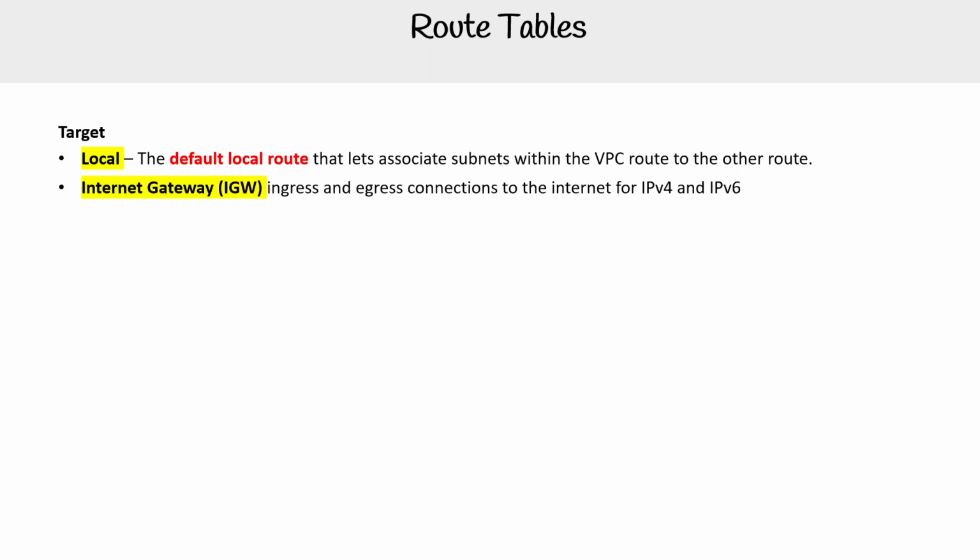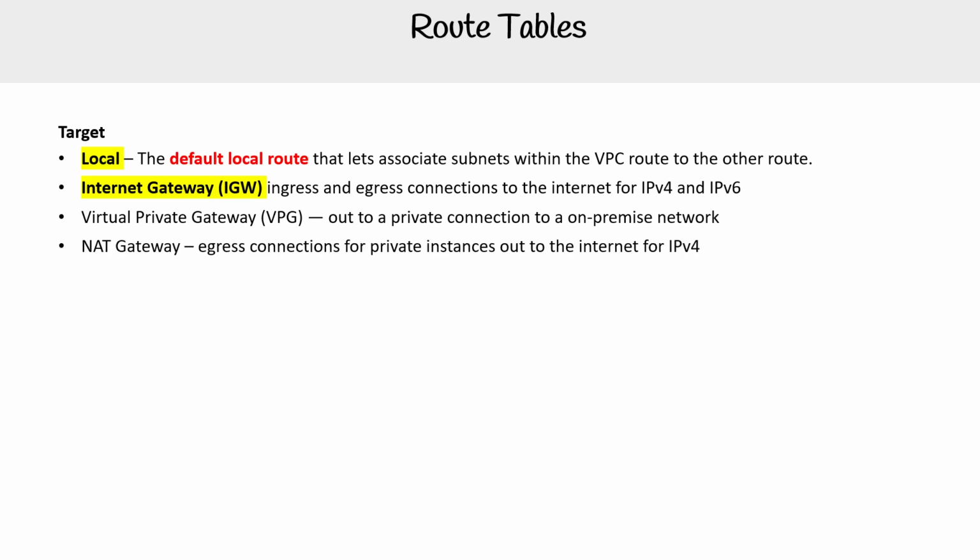You have your internet gateway. So this is for ingress and egress traffic for IPv4 and IPv6. You have a virtual private gateway. This is for private connections to an on-premise network. You have NAT gateways. This is for egress connections for private instances out to the internet for IPv4, specifically IPv4.